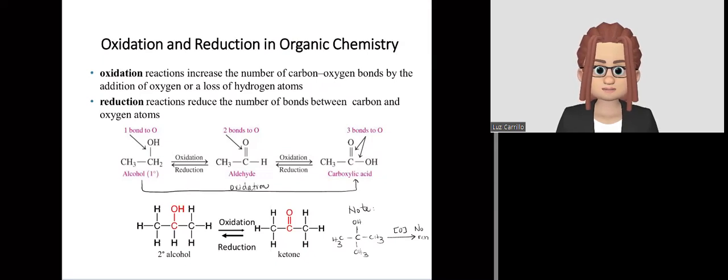By definition, oxidation reactions in organic chemistry are going to result in an increase in the number of carbon-oxygen bonds by the addition of oxygen or the loss of hydrogen atoms. Reduction reactions are going to reduce the number of bonds between carbon and oxygen atoms.